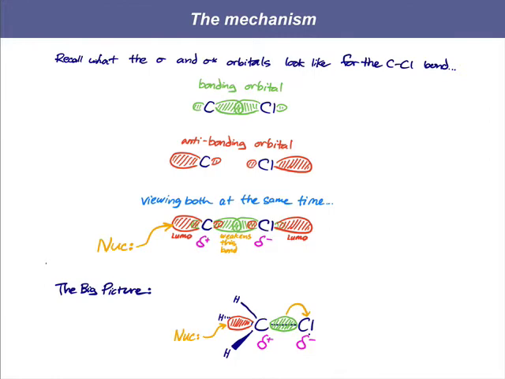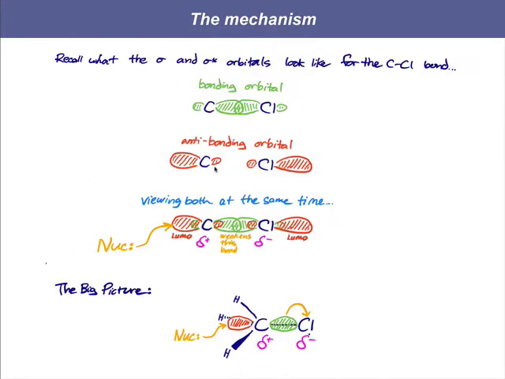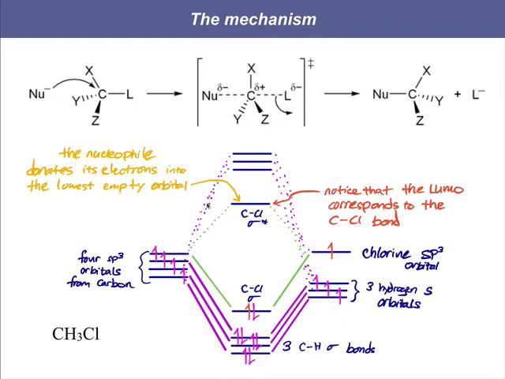To give this in a more pictorial view, here's the carbon-chlorine bonding orbital. We've got high electron density between the atoms and low electron density away from the atoms. We look at the antibonding orbital. We have high electron density away from the atoms and no electron density between the atoms. So this green bonding orbital is this guy right here, and this red antibonding orbital is this guy right here.